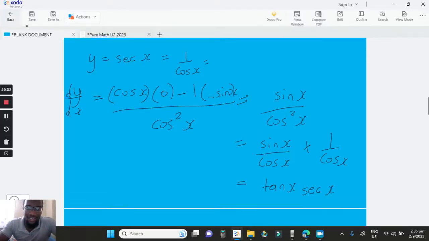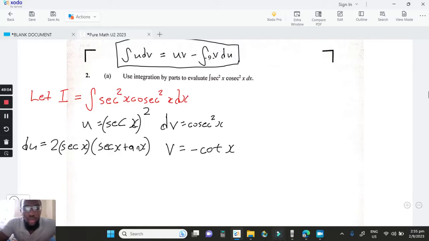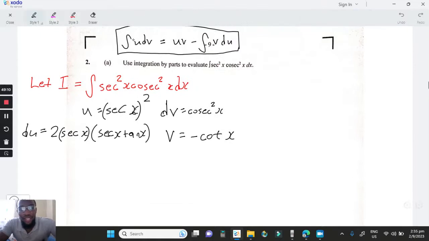Or sec x tan x. So again, you don't need to remember this, but if you do remember it, kudos to you. In this case now, what we're going to have is du is equal to 2 sec square x tan x.